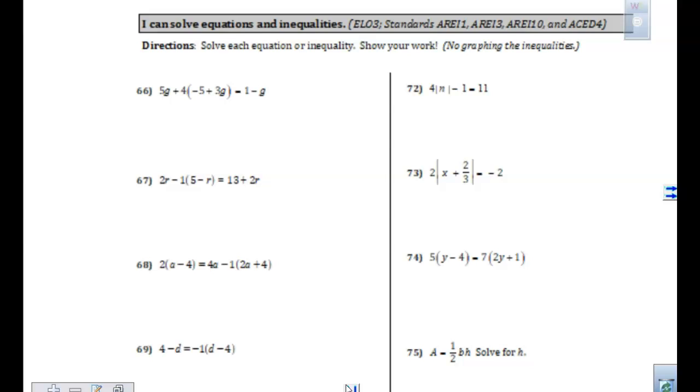So Griffin, start me out. If I'm looking at number 66, tell me what to write down. Okay. Minus 20 plus 12g equals 1 minus g. All right. Riley, I'm going to continue solving that one. What are you going to do next? Add like terms. So I got 5g and positive 12, right? Negative 1. How much did you get?